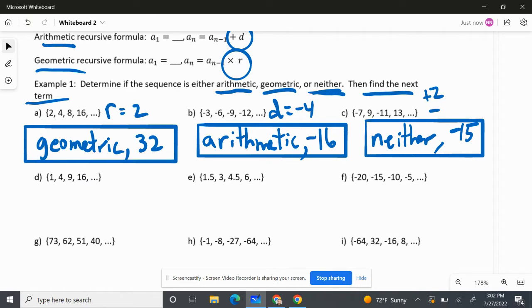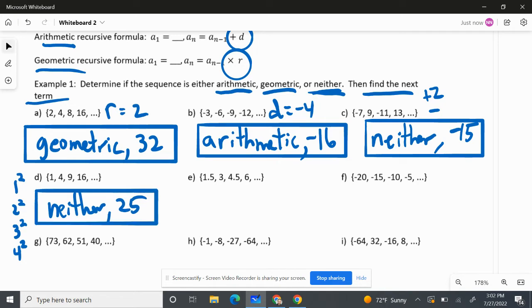Now, letter D, this one is 1, 4, 9, 16. It's not following a normal pattern where we would have a constant difference or a constant ratio, so we know that it's neither. And when it's neither, sometimes it's difficult to figure out what the pattern is. There's a couple different ways we could look at this. One is 1, 4, 9, 16. Those are square numbers. 1 squared is 1, 2 squared is 4, 3 squared is 9, 4 squared is 16. So the next one would be 5 squared, which is 25.